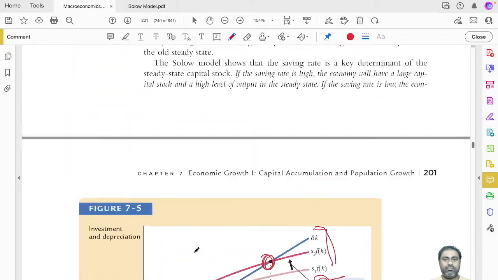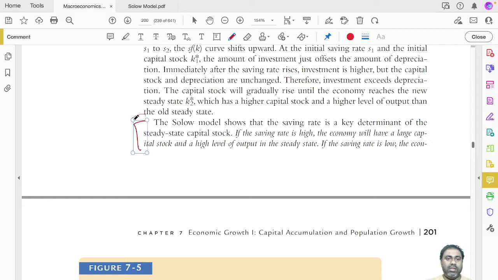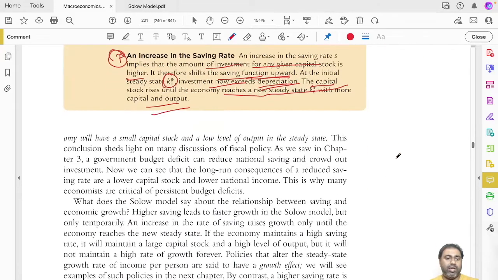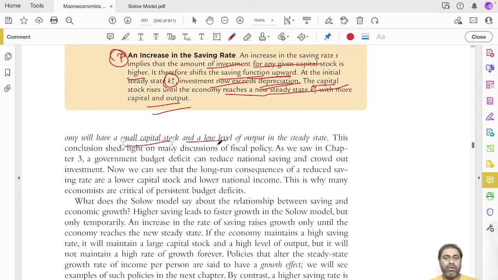So again, this statement is very important. The Solow model shows that the saving rate is a key determinant of the steady state capital stock. This is very important. If the saving rate is high, the economy will have a large capital stock and a high level of output in the steady state. If the saving rate is low, the economy will have a small capital stock and a low level of output in the steady state.